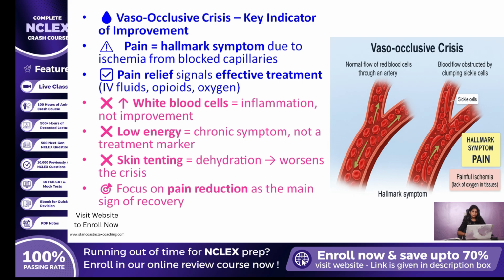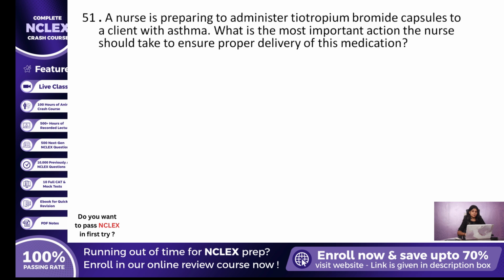Question 51 takes us into medication administration for asthma management. A nurse is preparing to administer tiotropium bromide capsules to a client with asthma. What is the most important action the nurse should take to ensure proper delivery of this medication? Here are the options. A.